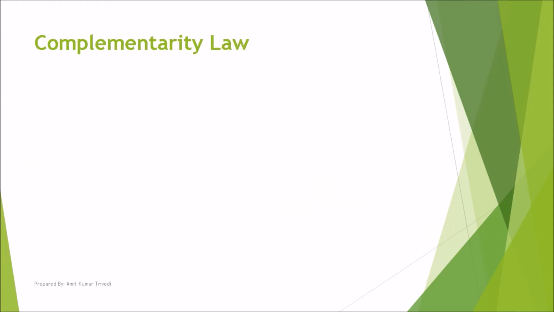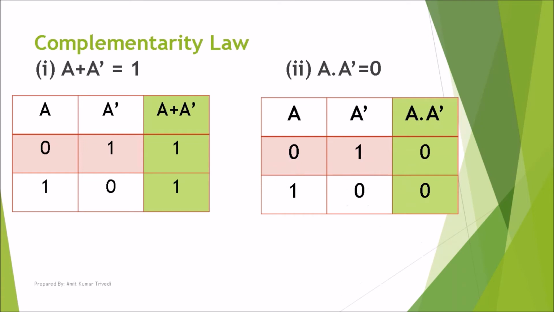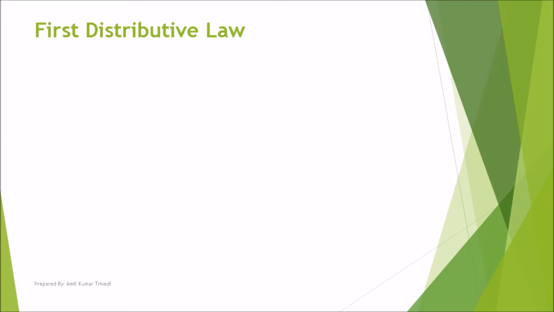Next is complementarity law, that is a plus a complement equals 1, a dot a complement equals 0. Again using truth table we can see the a plus a complement column giving only 1, as in every input combination we are getting at least one true value. Similarly, for the second one we are getting only 0, hence it is proved.